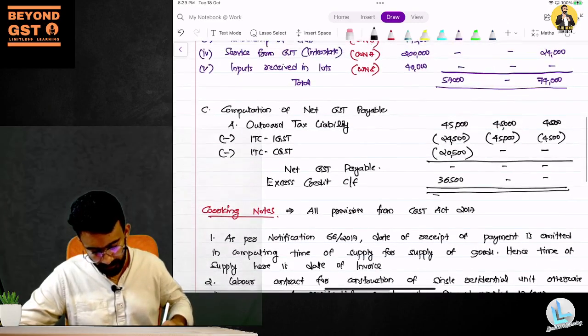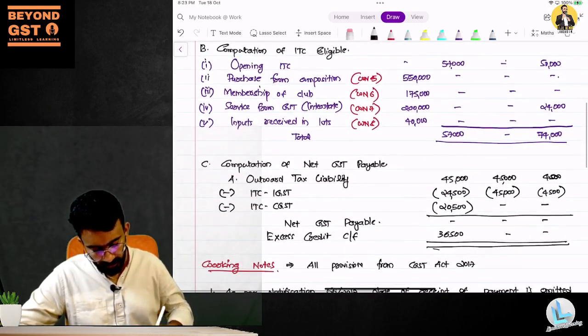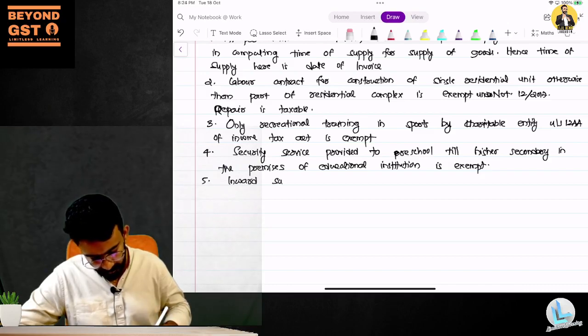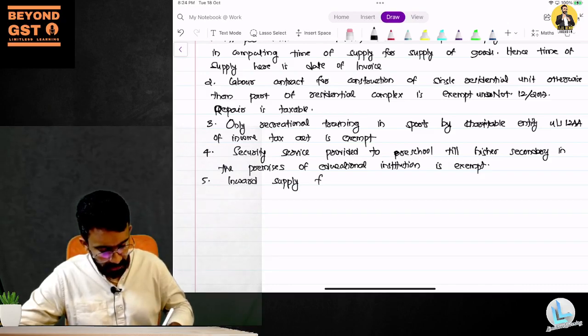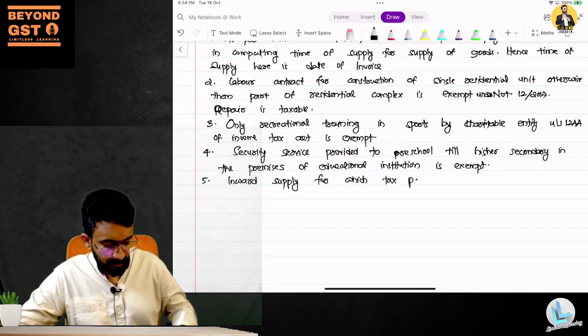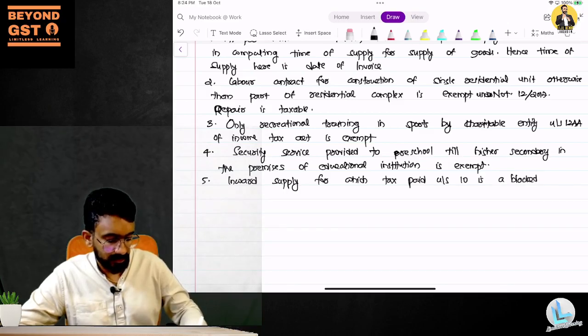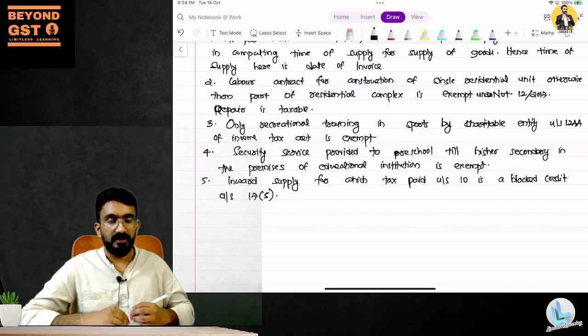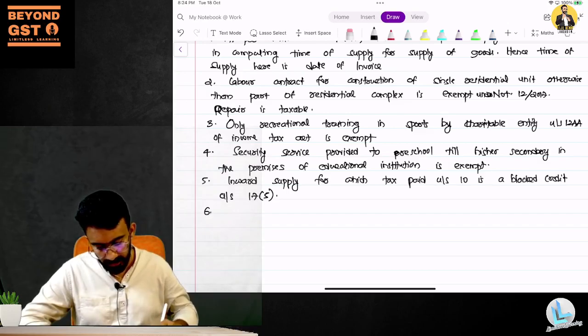Fifth, inward supply for which tax is paid under section 10 is blocked credit. Which section talks about blocked credit? Under section 17(5). Sixth working note is what?